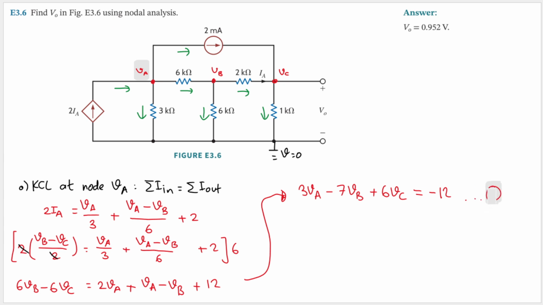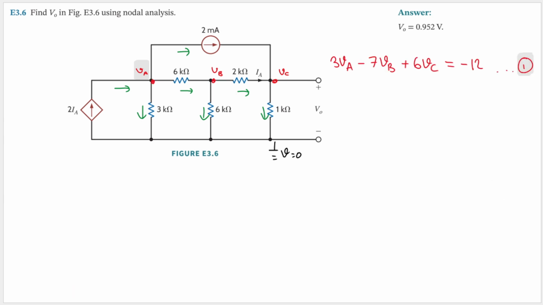Okay, now let's continue to node VB, but let's clean up things first. Okay, now let's do another KCL, but this time at node VB. Okay, let's do exactly that. KCL at node VB.